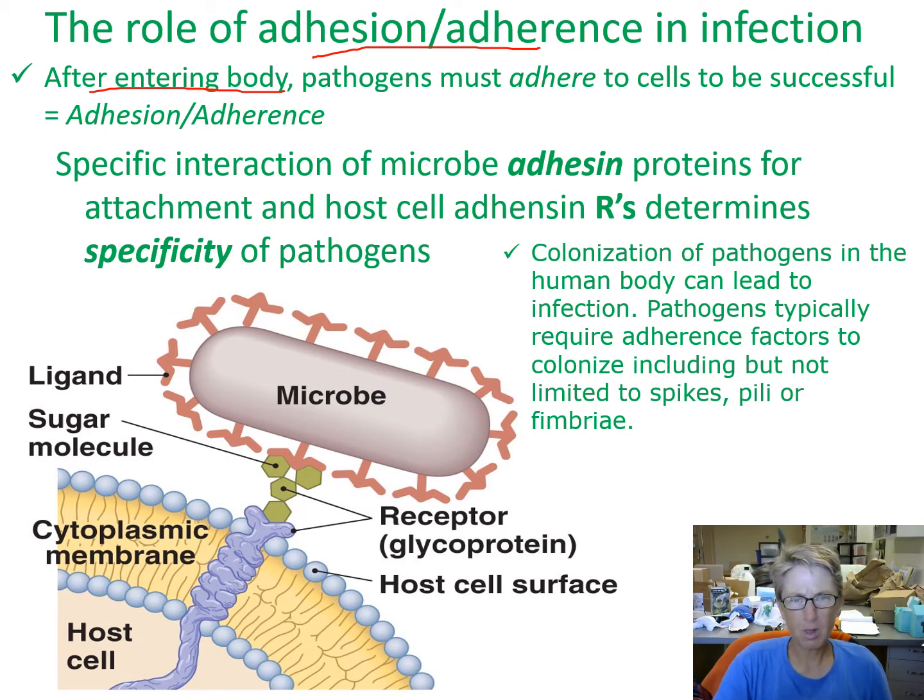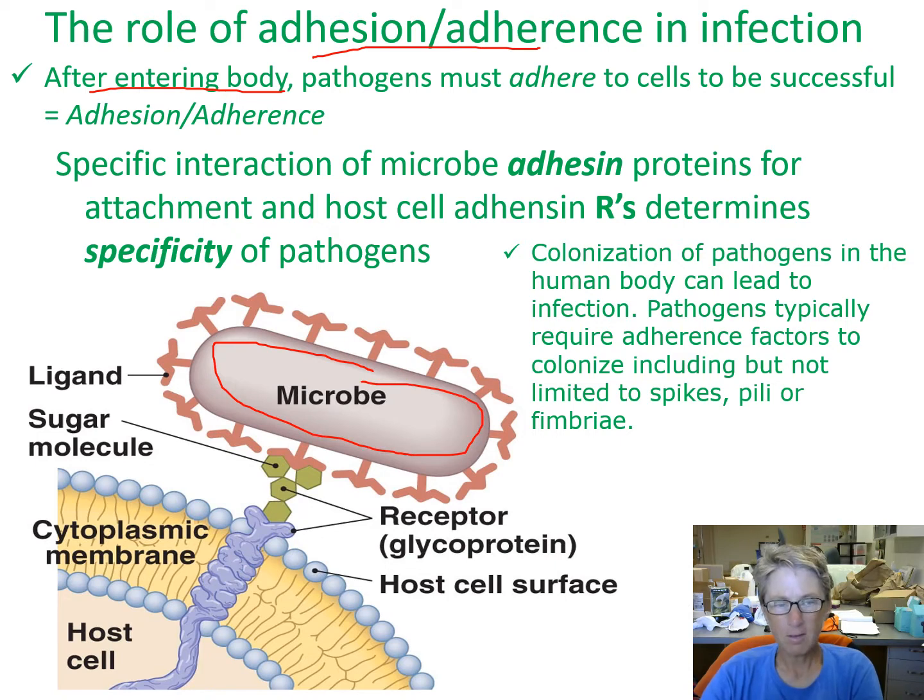And we've talked about this with viruses, but in this cartoon, it shows a microbe, so it's probably a bacillus, and it has these things sticking out of it here. These are adhesion proteins, and they attach to host cell receptors. So adhesion proteins are on the microbe, the receptors are on the host cells, and if they match up, boom, the microbe has successfully attached to the host cell. So if you are a virulent pathogen and you colonize the human body, then that could potentially lead to infection.